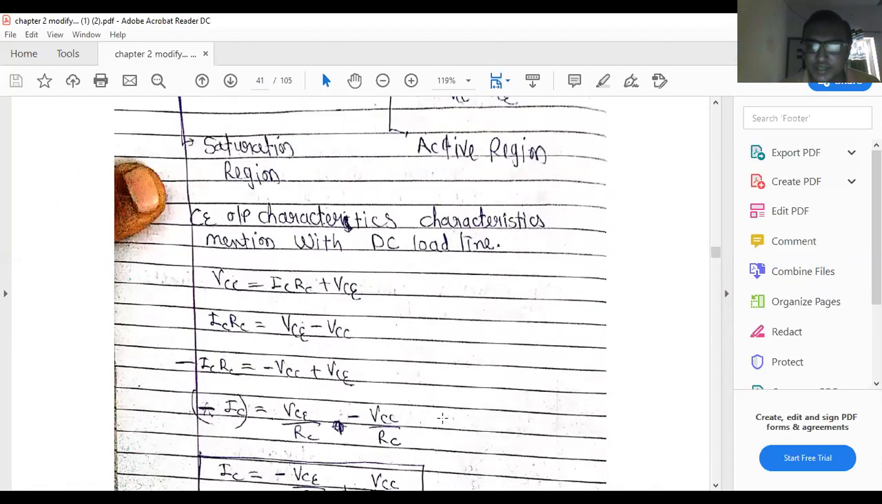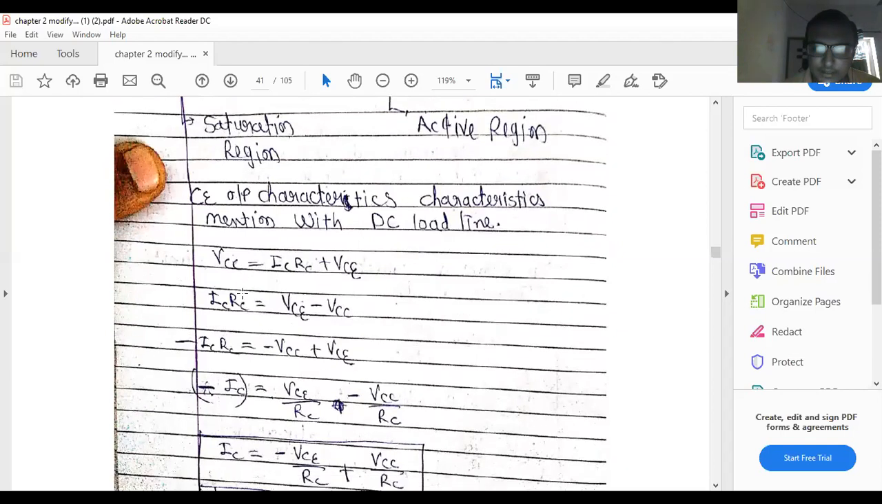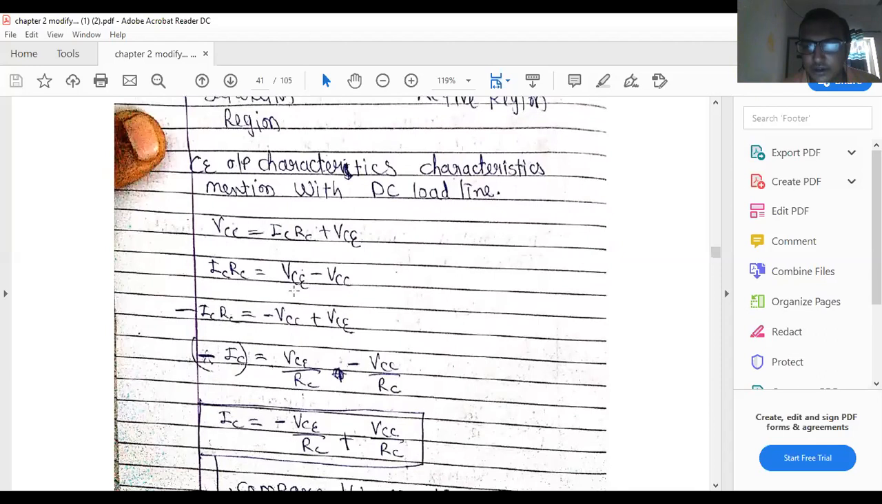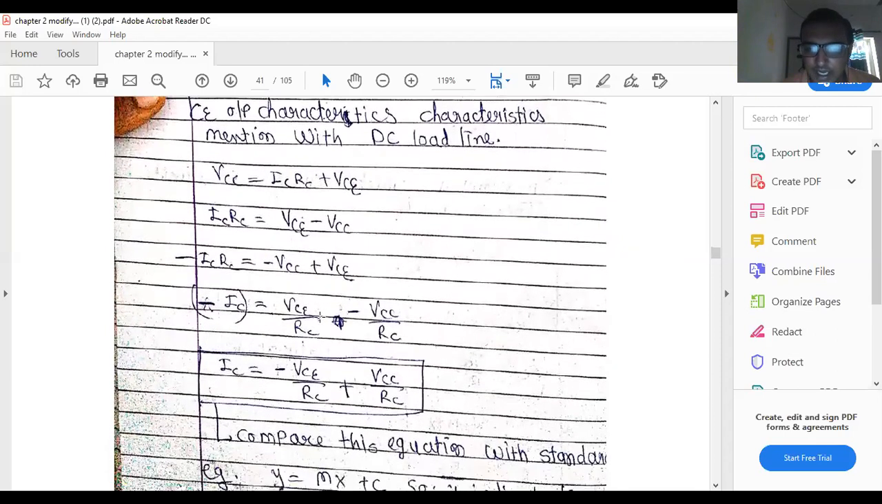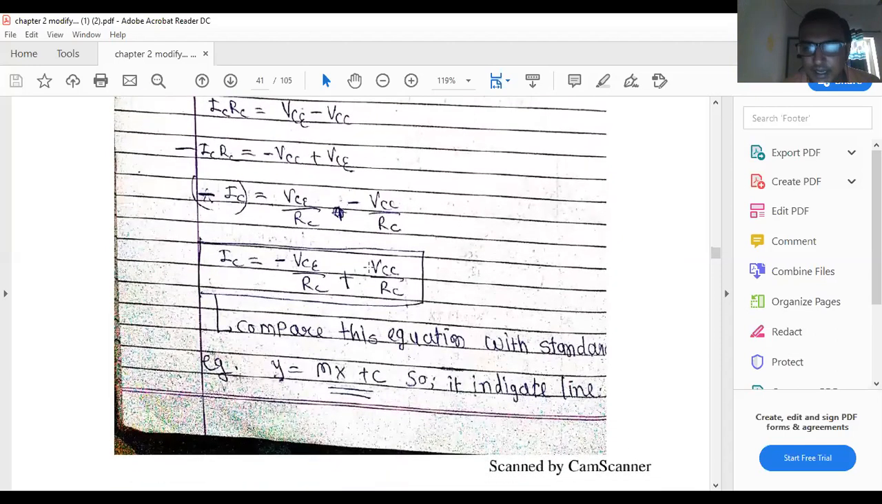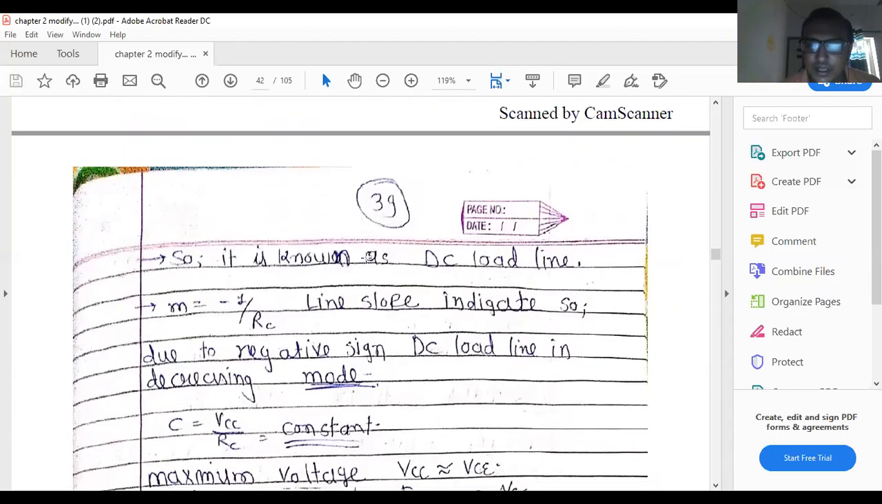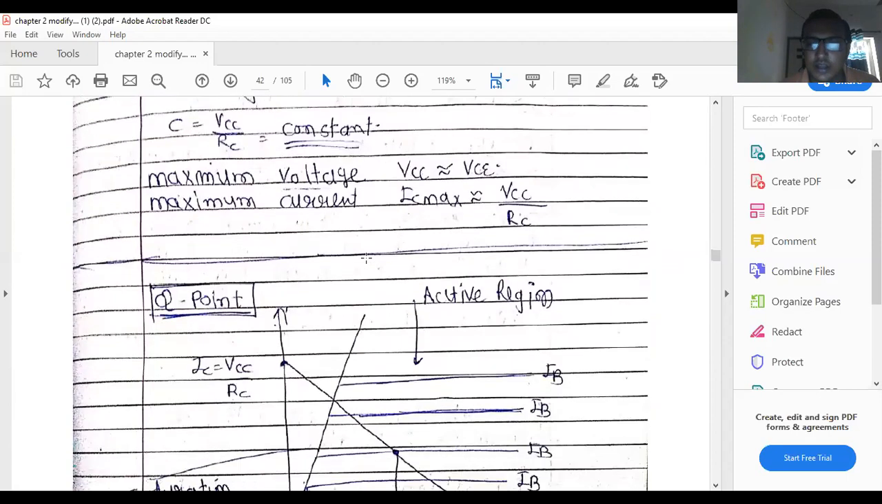Why? Because it satisfies the line equation. I have already explained this. VCC equal to ICRC plus VCE, so ICRC equal to minus VCE plus VCC. So IC equal to minus VCE by RC plus VCC by RC. Compare with Y equal to MX plus C. So we can get the DC load line.